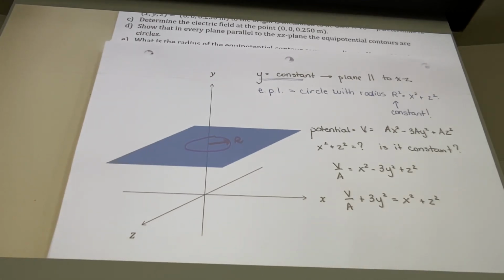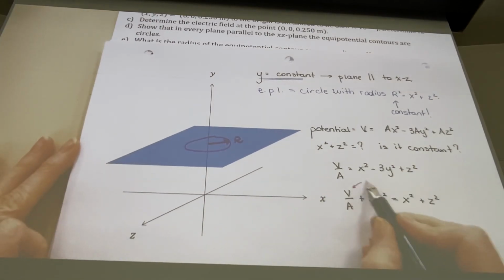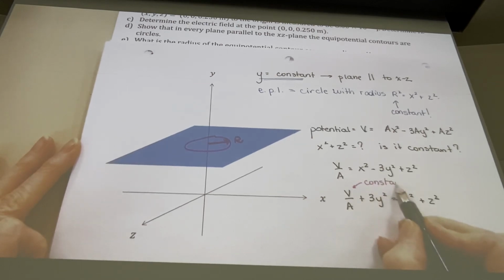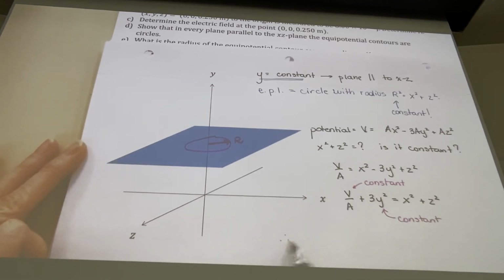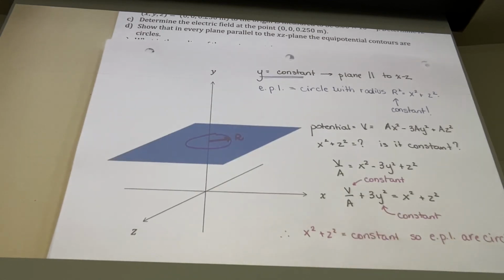So if I look at this expression, V, I'm talking about an equipotential line, so V is a constant. I'm in a plane parallel to xz, so my y is a constant. Therefore, I see that x squared plus z squared is a constant. So it's true that my equipotential lines are circles, and the radius of those circles is v over a plus 3y squared.